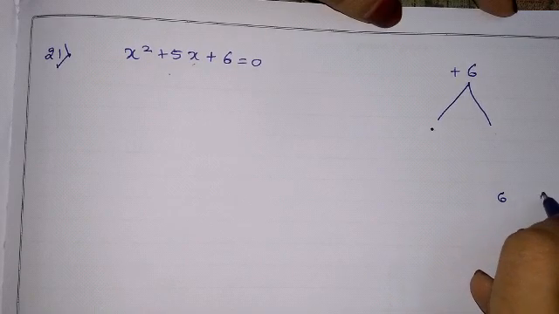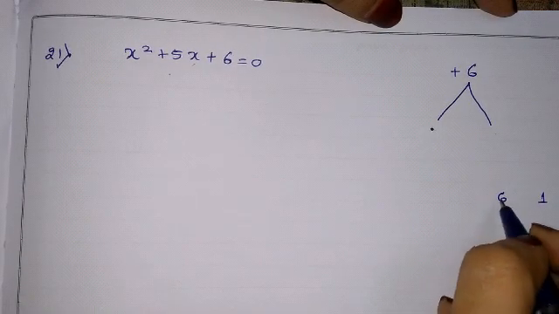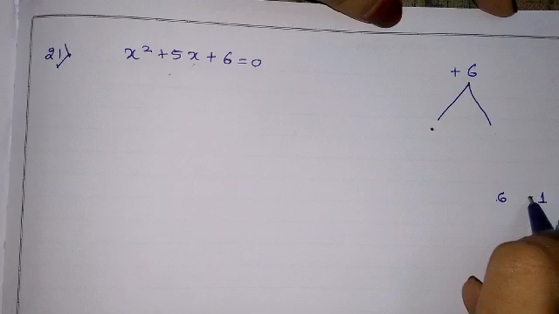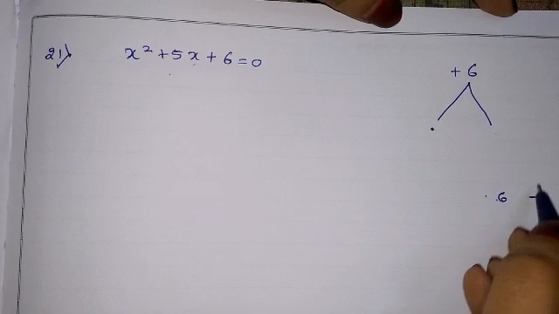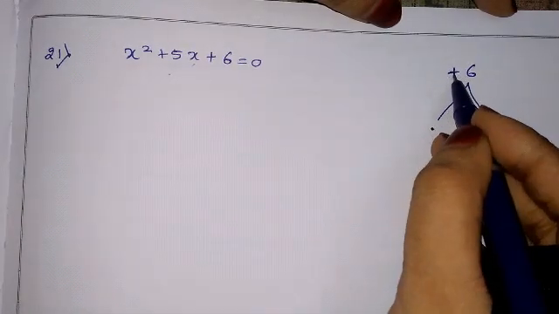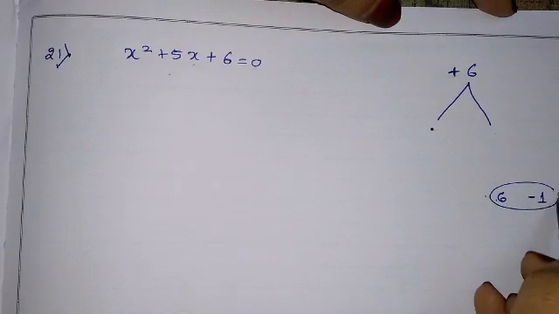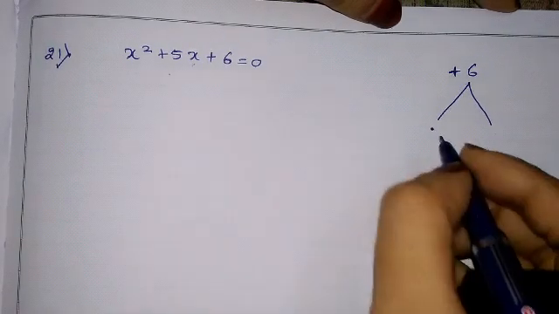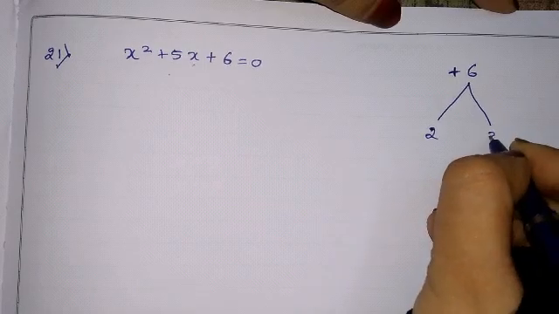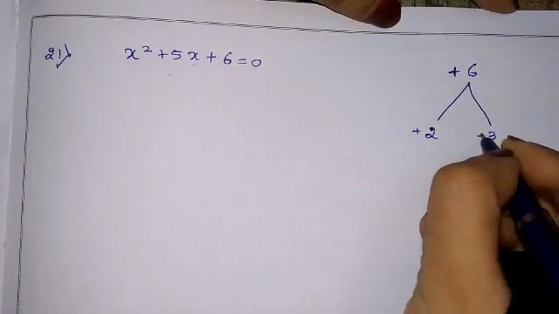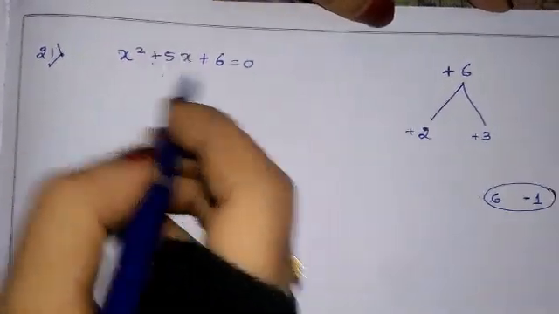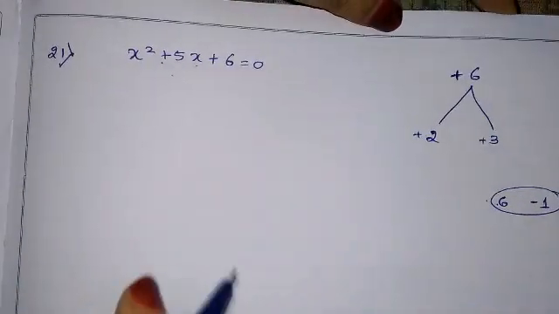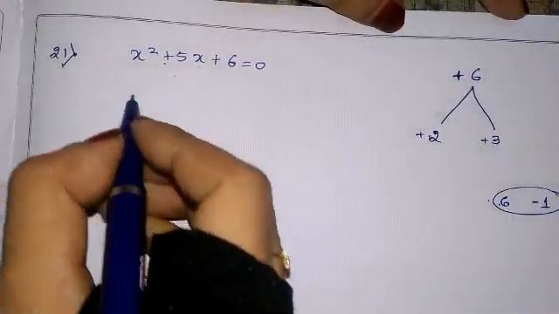About 6 ones are, it is not possible. Why? 6 ones are 6. If we do minus here, plus minus minus it becomes minus here. But we have plus here, so this is not possible. So 2 3s are 6, and plus 2 plus 3 is plus 5. So this is the factorization method. These two factors we have to take.